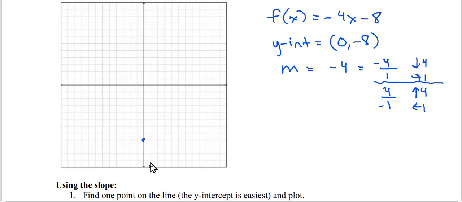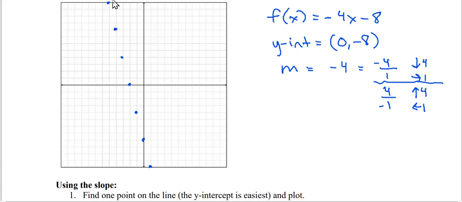So from that point I just drew, if I go up 4 and to the left 1, I get back to my y-intercept. If I go up 4, 1, 2, 3, 4, and to the left 1, I get here. I'm going to keep going just because the more points I have, the more accurate my picture will be. 2, 3, 4, and to the left 1. I really like having the x-intercept too. From that, I can see my x-intercept is negative 2, 0. 1, 2, 3, 4, and to the left. I usually go until I run out of space. Run out of coordinate plane.